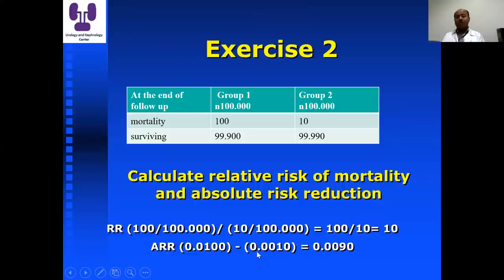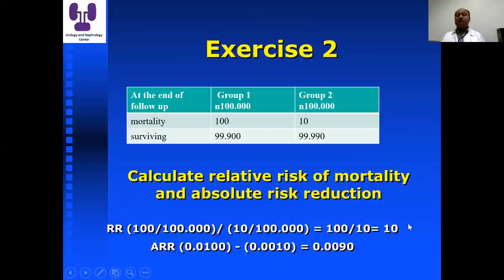0.100 minus 0.0010 equal 0.090. So this is absolute risk reduction. It is just 9 out of 10,000. So it is 90 out of 100,000. So it is less impressive than tenfold here. So it's better to know absolute risk reduction.